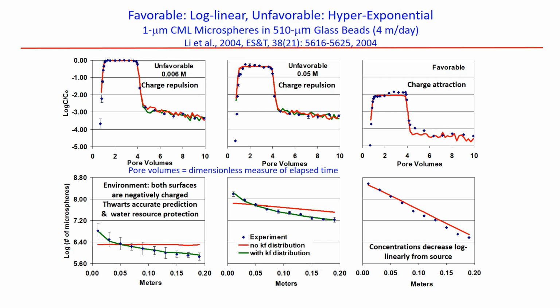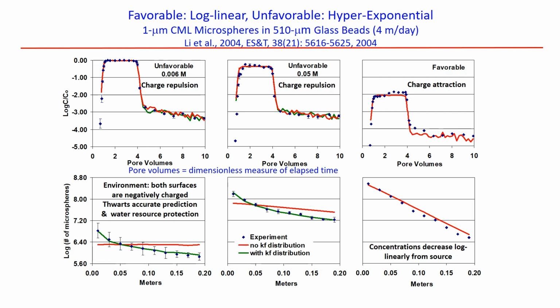What you can see is that there's a characteristic steady state breakthrough corresponding to the injection period. Under conditions that are called favorable, that is conditions where there's no repulsion between the colloids and the granular media surfaces, because there's charge attraction there, there's no repulsive barrier to their attachment. And you can see that the steady state breakthrough is 99% of the population has been removed.